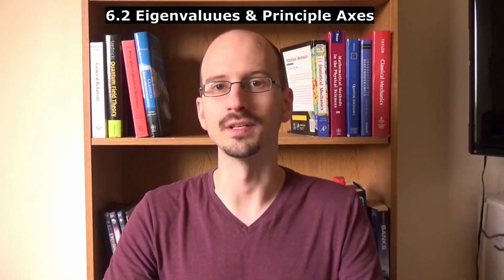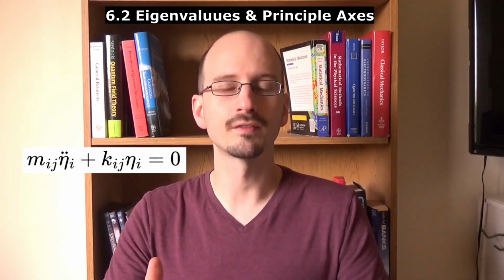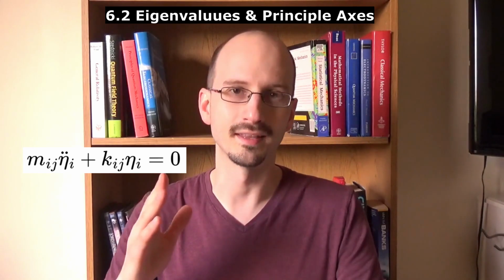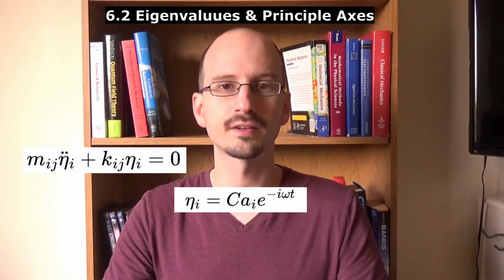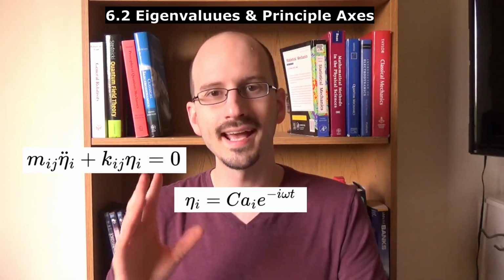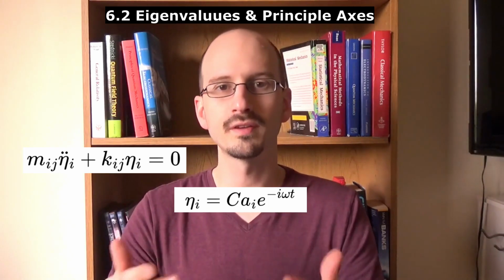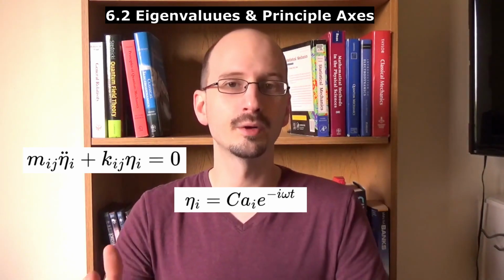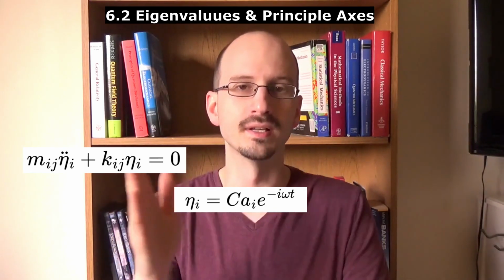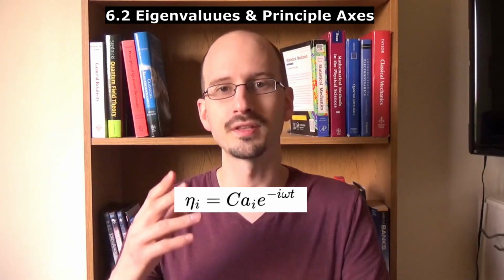Section 6.2 is called Eigenvalues and Principal Axes. Now it's very math heavy, so I'm going to skip most of it. The important part is that it solves the differential equation by suggesting the deviation is given by this. C is a scale factor and doesn't matter. The AIs are the amplitudes of every coordinate, and e to the i omega t just means it oscillates back and forth. This section uses matrix algebra to prove that there are the same number of vibration frequencies as there are coordinates.